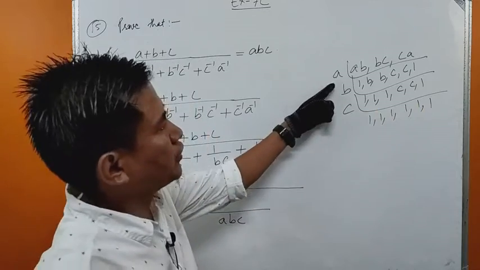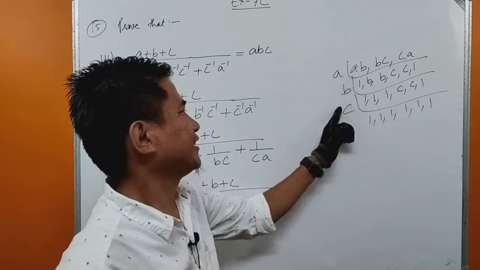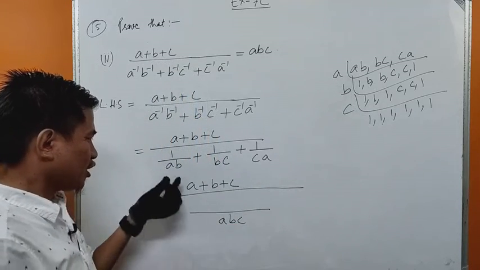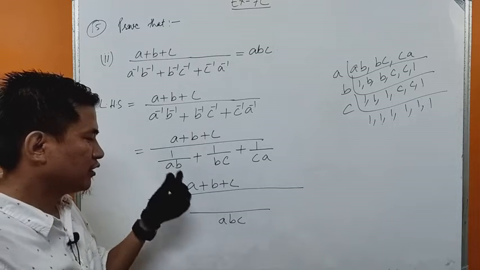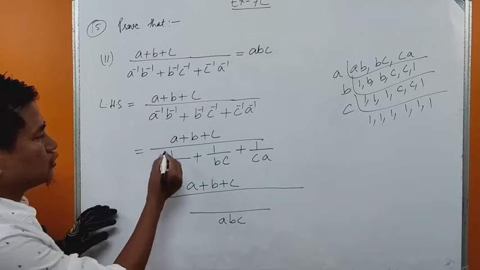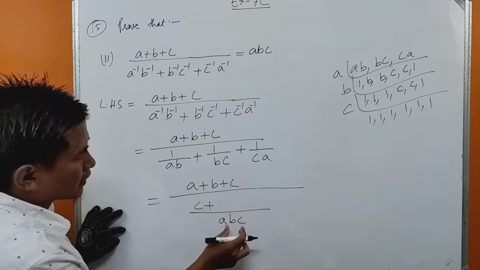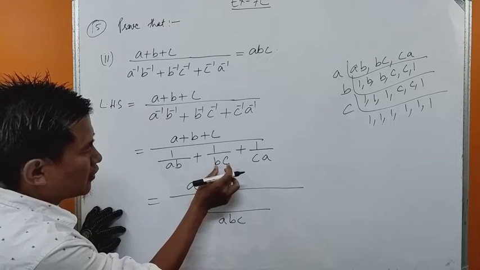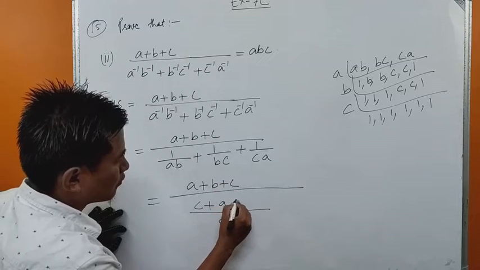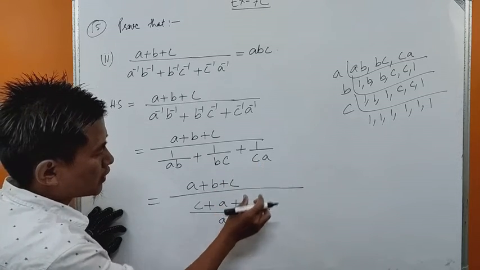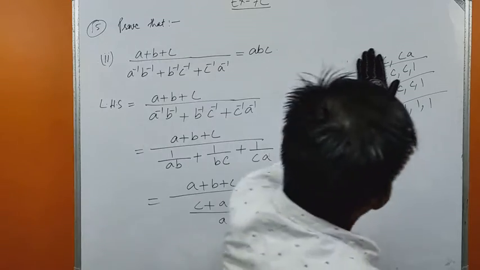So LCM will be a into b into c into 1 into 1 into 1, isn't it? That is ABC. LCM is ABC. So AB into C is ABC. AB into C is ABC. So that C into this one is C plus BC into A is ABC, because we don't have A here. BC into A is ABC. That A into 1 is A plus CA into B is ABC, so B into 1 is B. So let me continue this here.